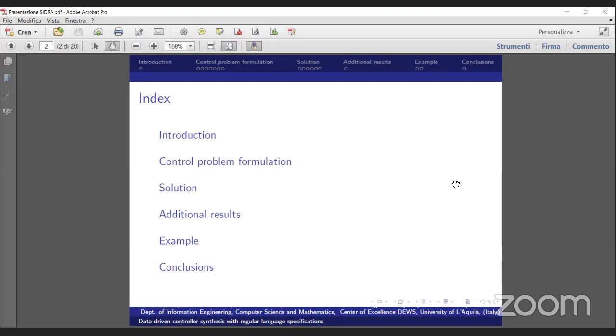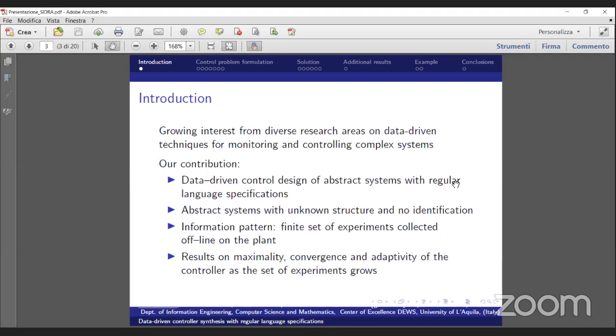As you might know, there is a very growing interest from many research areas, as for example control systems, computer science, telecommunications, on data-driven approaches for monitoring and controlling complex systems, as you have also seen in the previous two talks of this session.